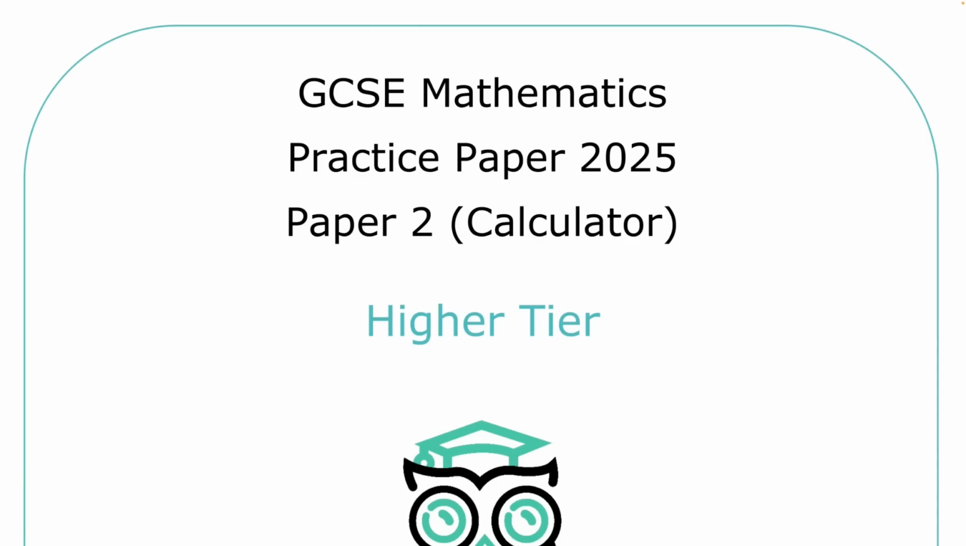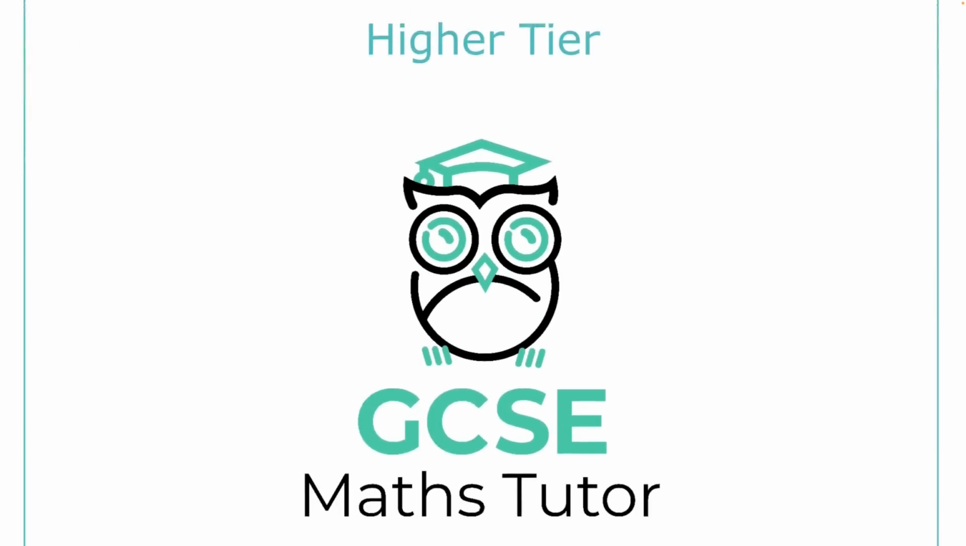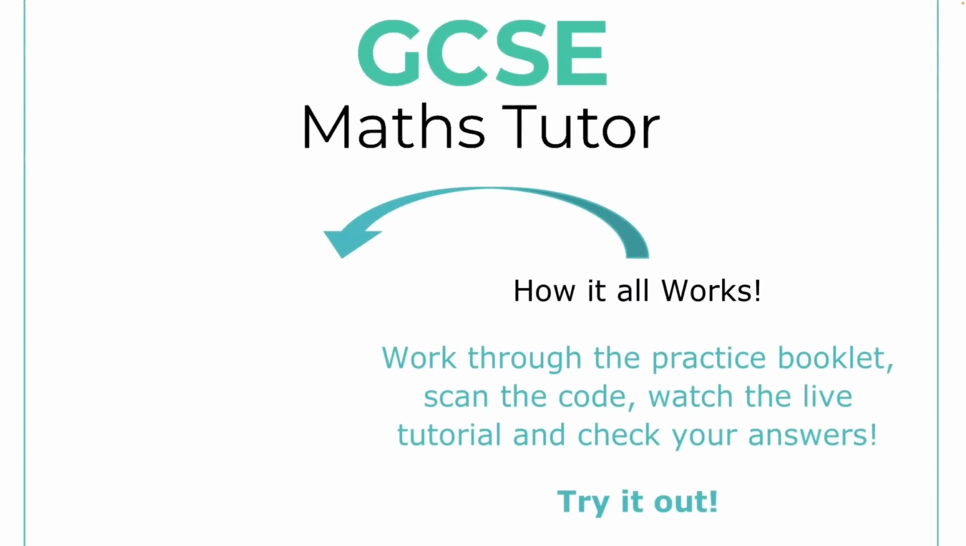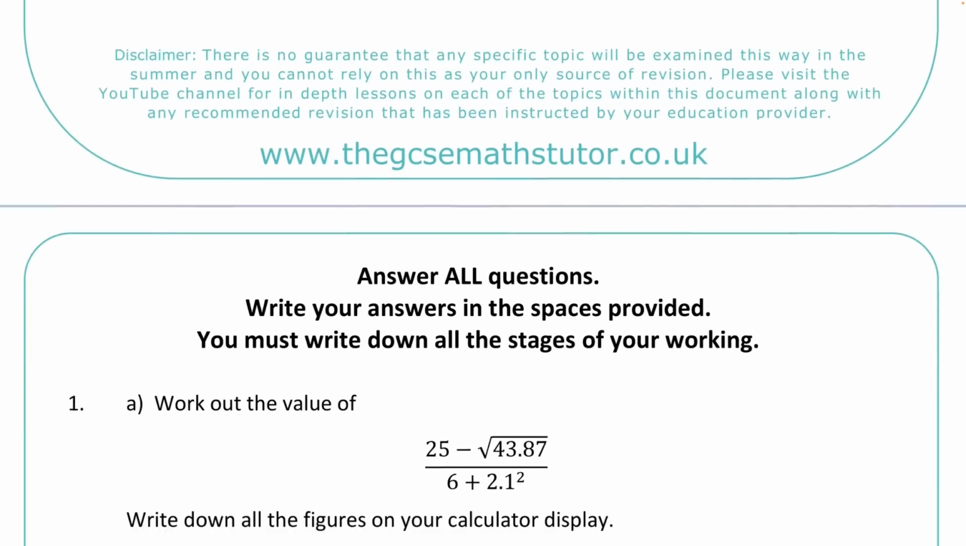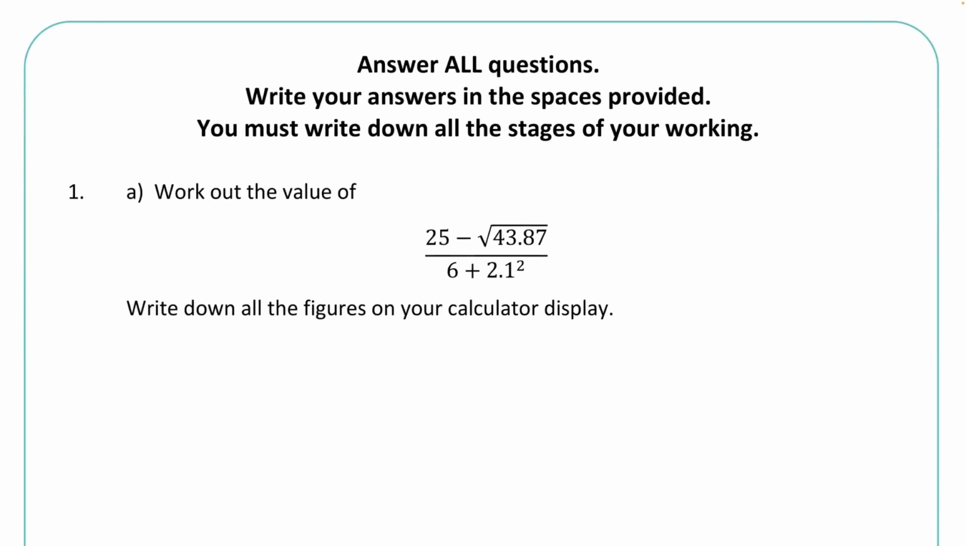Okay, welcome to this video where we'll be having a look at a practice paper for the 2025 GCSE Maths Paper 2 Higher Tier. Now, as always, there will be a QR code on the front of this booklet so that you can get back to this video at any point. So we're going to get started with question 1, and question 1 is using a calculator.